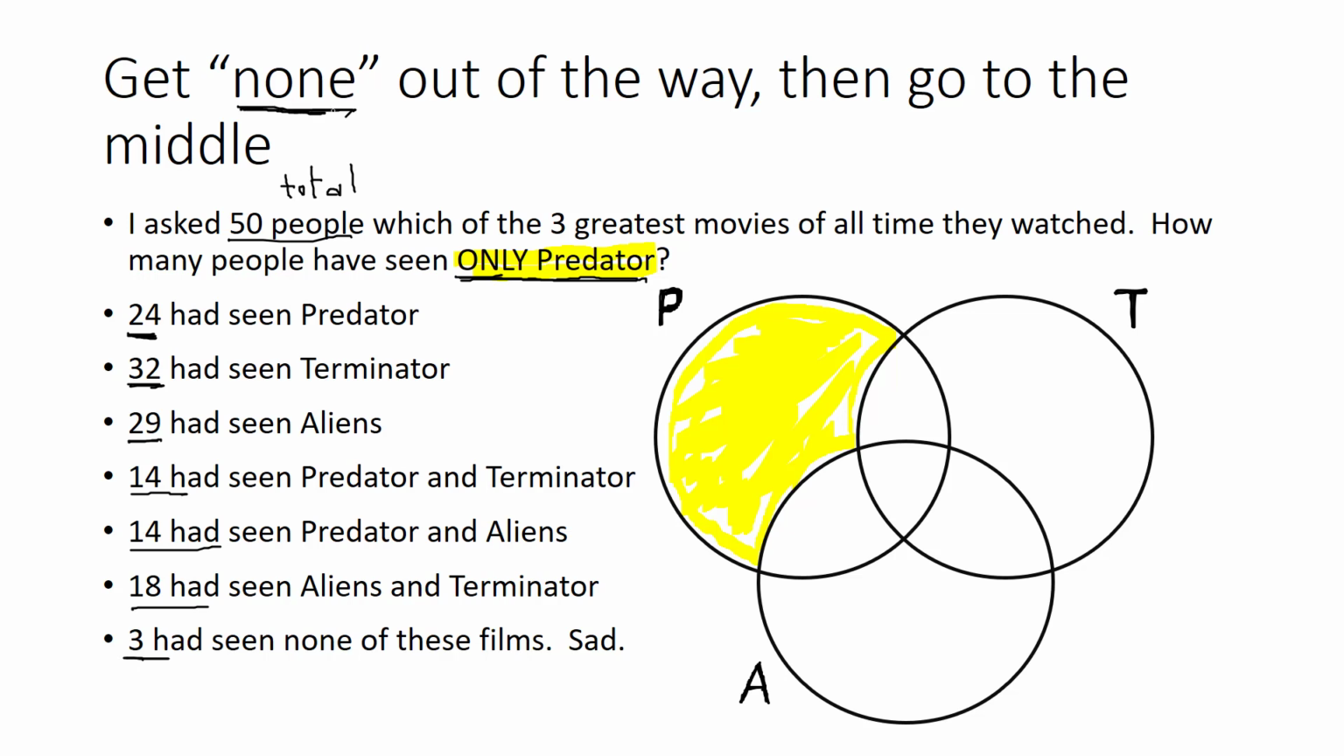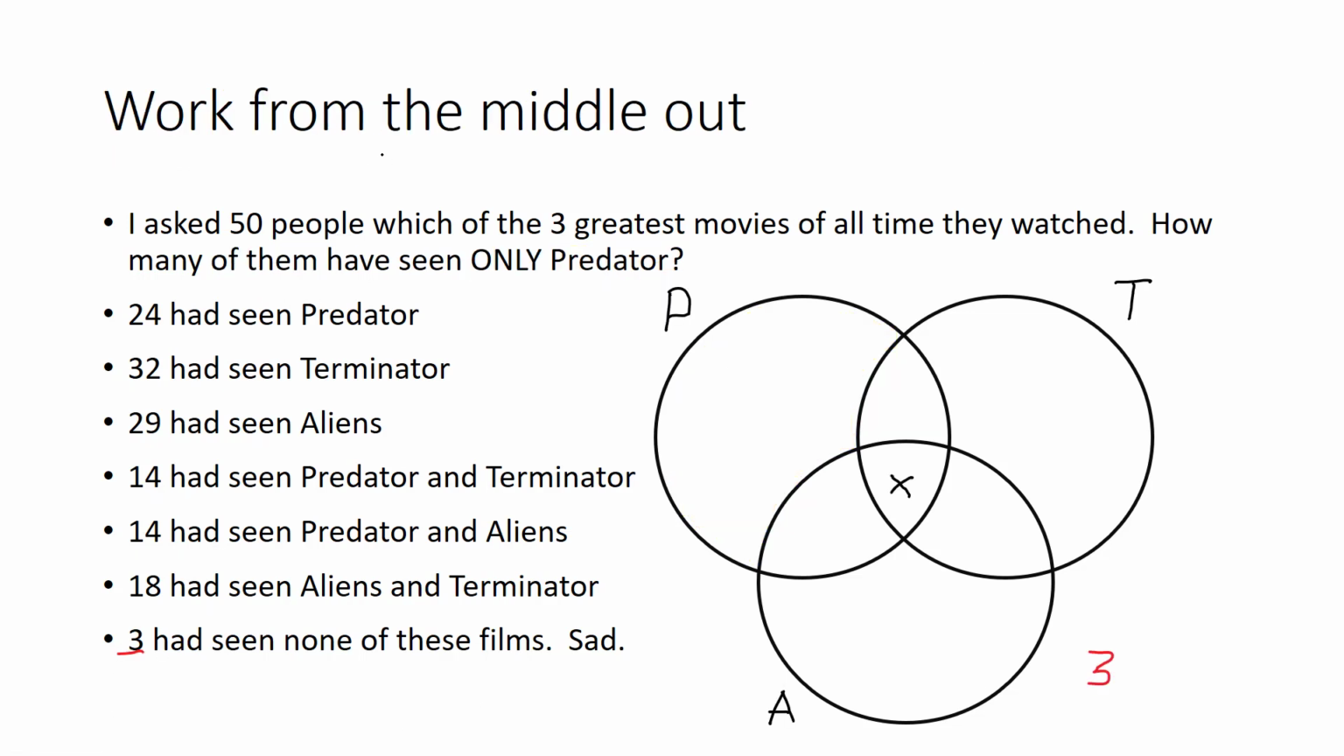What I mean by getting the none out of the way, this 3 isn't included inside of any of these sectors. It's out here, it's still in the universal set. We still talk to these 3 people, but they haven't seen any of the films. So let's just leave that guy out there. Then we work from the middle out. We don't know how many people have seen all 3 of these films. That's our X.